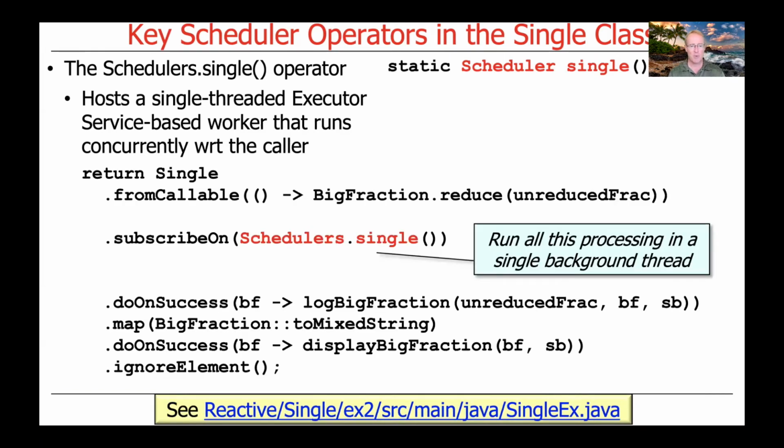So here's the same example we looked at before, except now instead of focusing on subscribe on, we're going to look at schedulers.single. And that's just an indication that you want to have all that processing run in a single background thread. And single will return the single background thread that will be used for running in the background. We'll take a look at this in more detail again when we look at the case study at the end of this lesson.